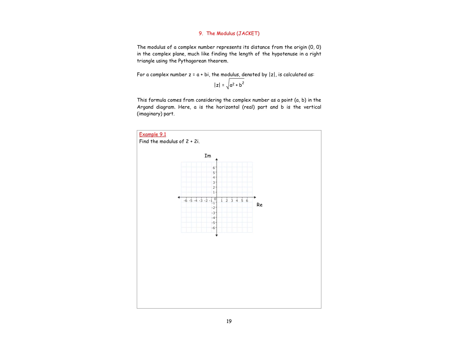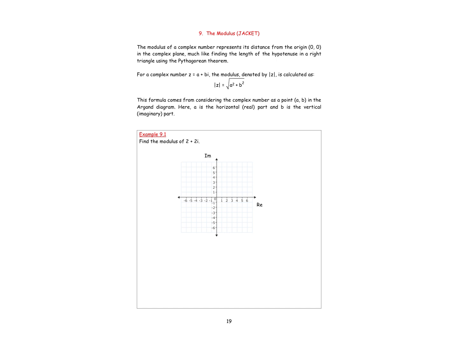This video is the 9th video in the complex number set of videos, and in particular in this video we're going to be looking at the modulus, which I refer to as the jacket. The modulus of a complex number represents the distance of the complex number from the origin in the complex plane, much like finding the length of the hypotenuse in a right angle triangle using the Pythagorean theorem.